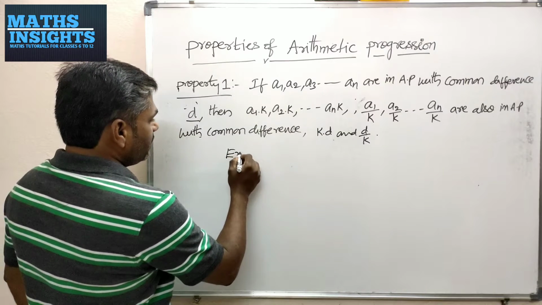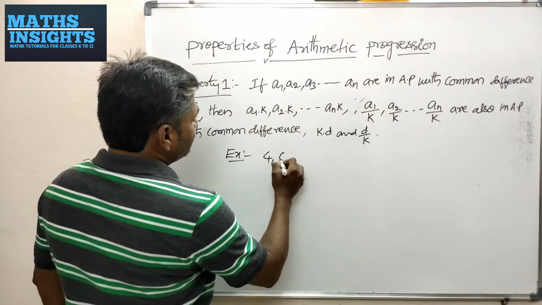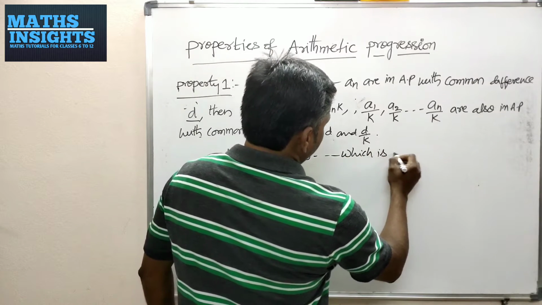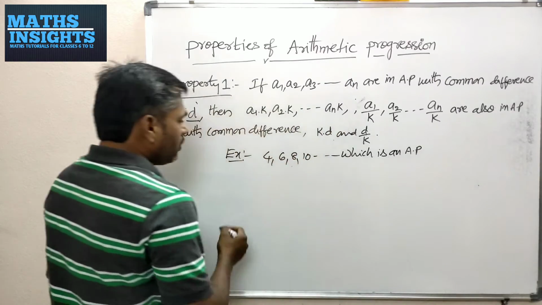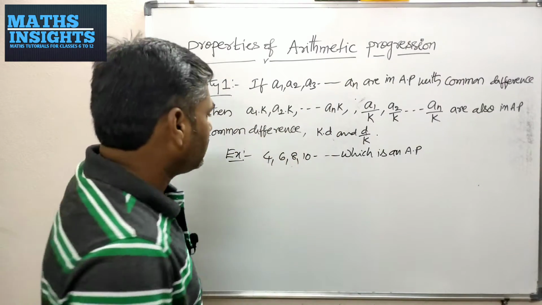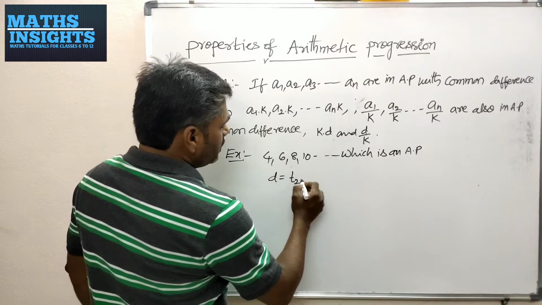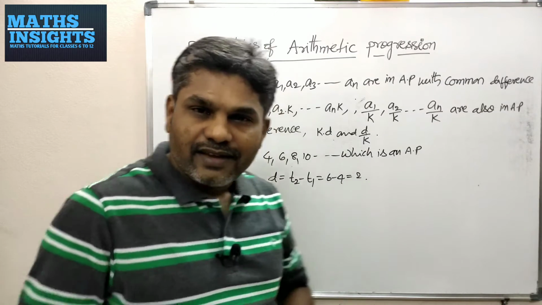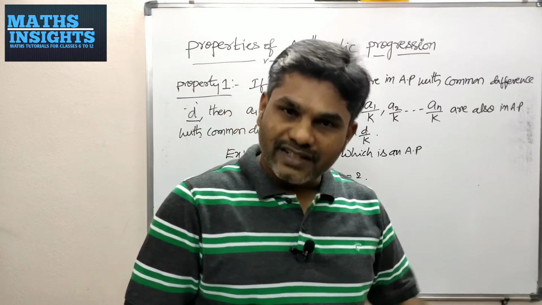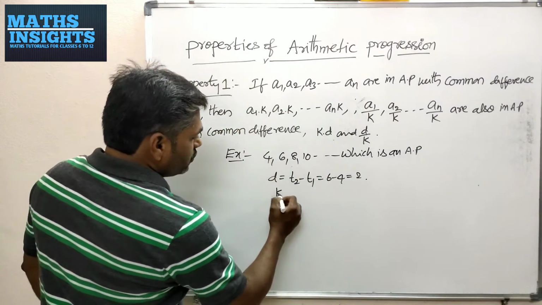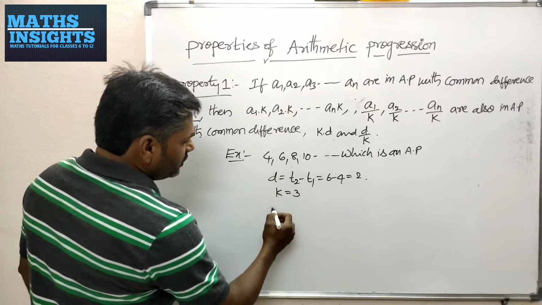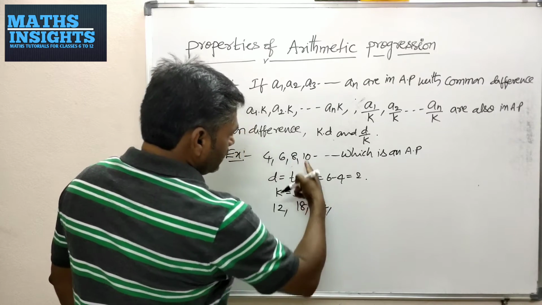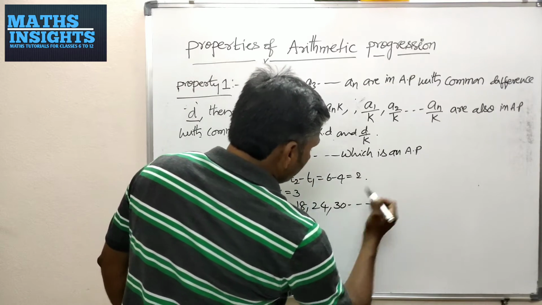See, take the example of 4, 6, 8, 10 and so on, which is an arithmetic progression. Term 1, term 2, term 3, term 4. Common difference D is equal to T2 minus T1, 6 minus 4, that is equal to 2. Now I am going to multiply each term with a constant, let it be 3. K is equal to 3. Then 4 into 3 is 12, 6 into 3 is 18, 8 into 3 is 24, 10 into 3 is 30 and so on.